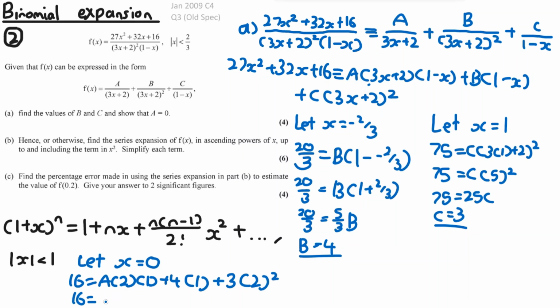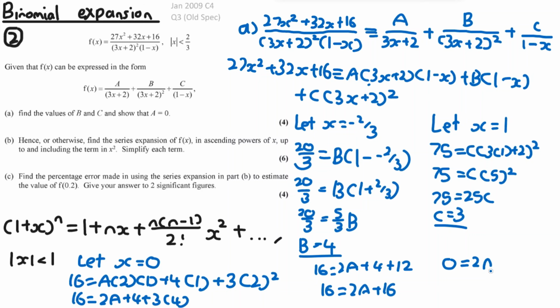16 is going to be equal to 2a plus 4 plus 3 times 4. So therefore 16 is equal to 2a plus 4 plus 12. So therefore 16 is equal to 2a plus 16. Move the 16 onto the other side to get that 0 is equal to 2a. So therefore a is also equal to 0. So we have found the values of b and c. b is equal to 4, c is equal to 3, and we have shown that a is equal to 0.